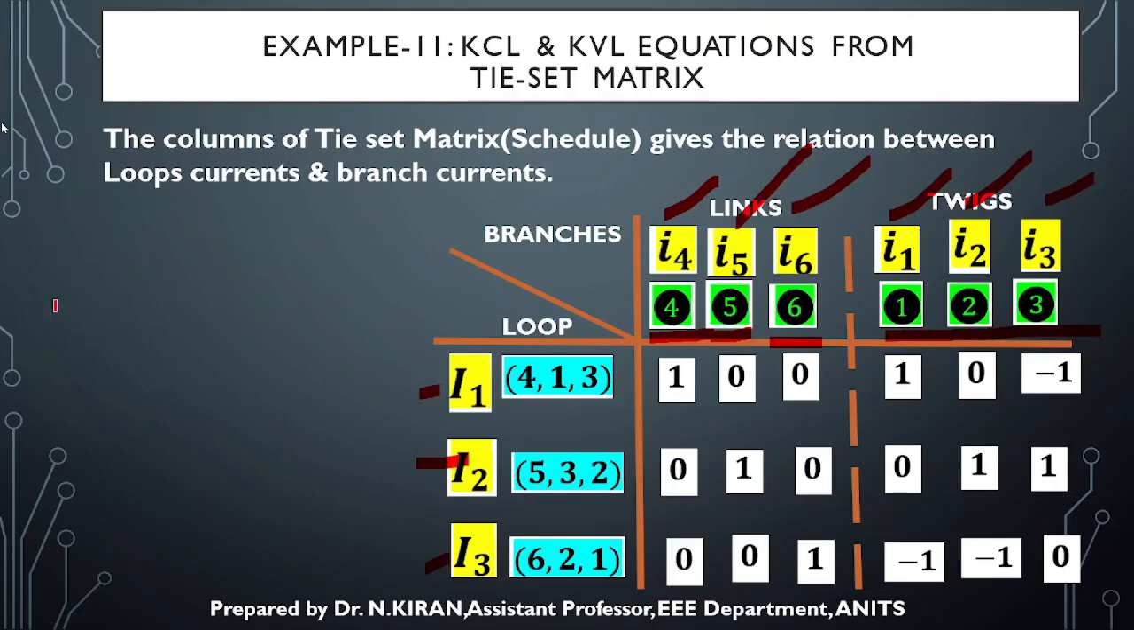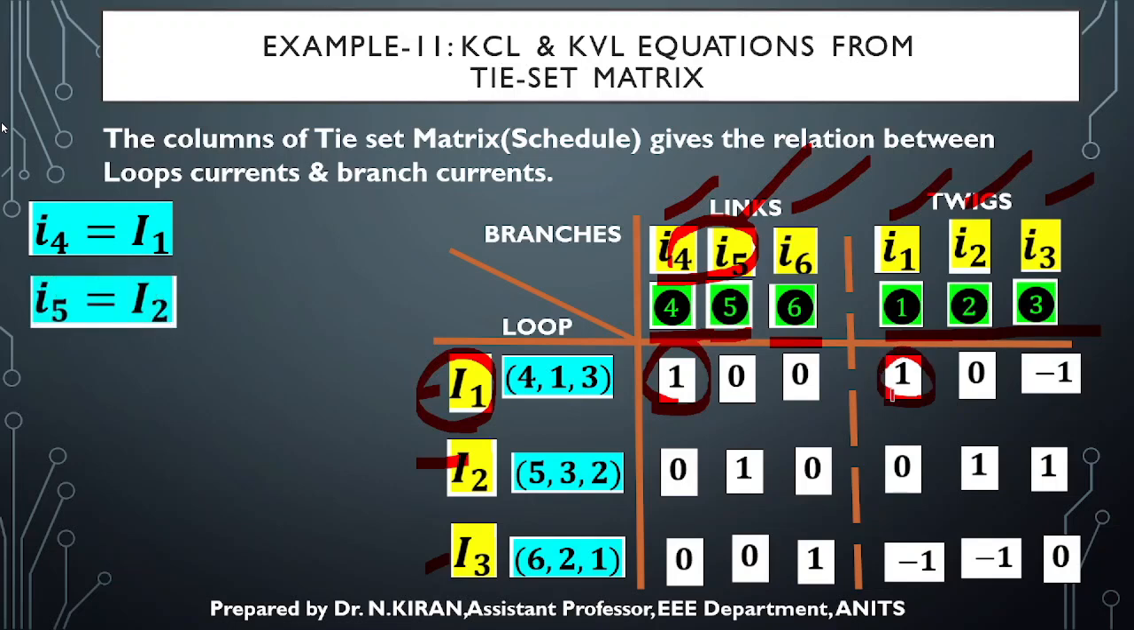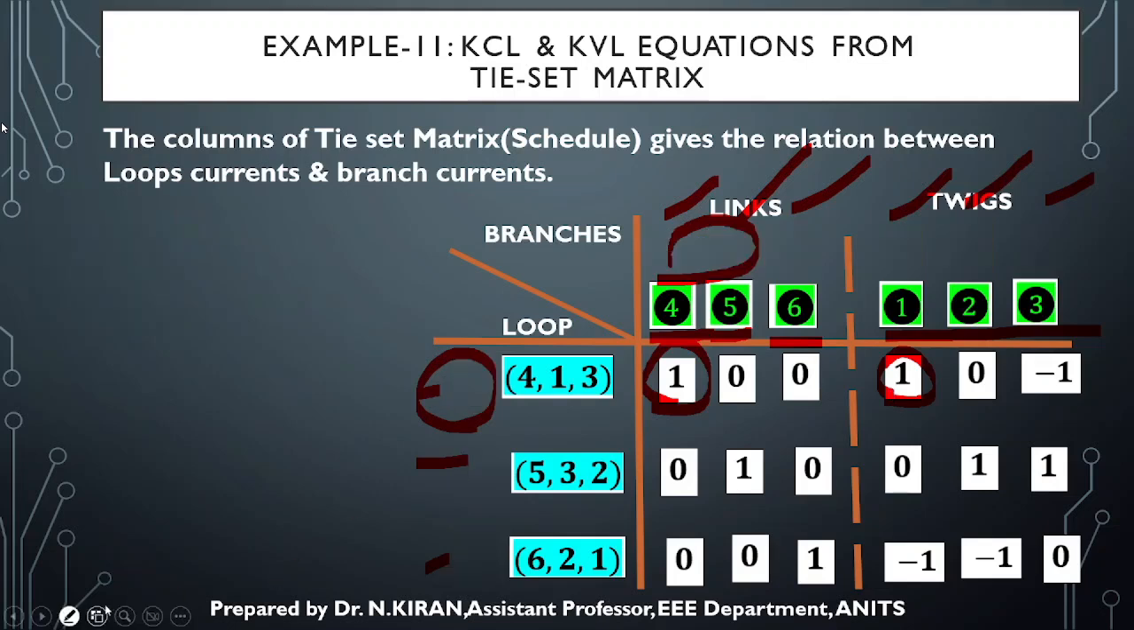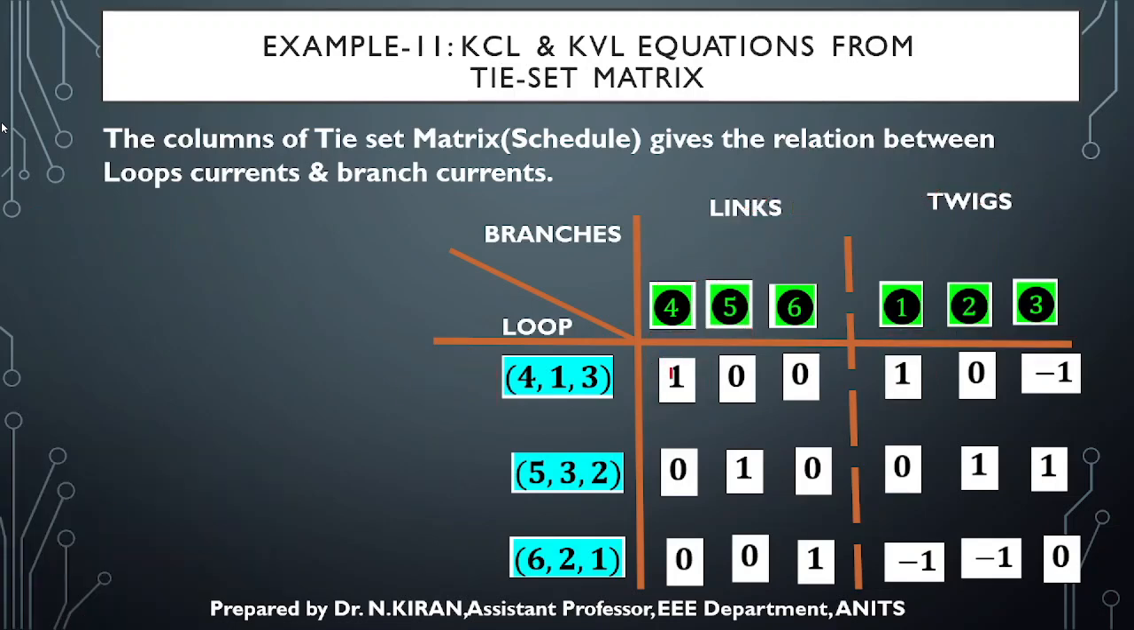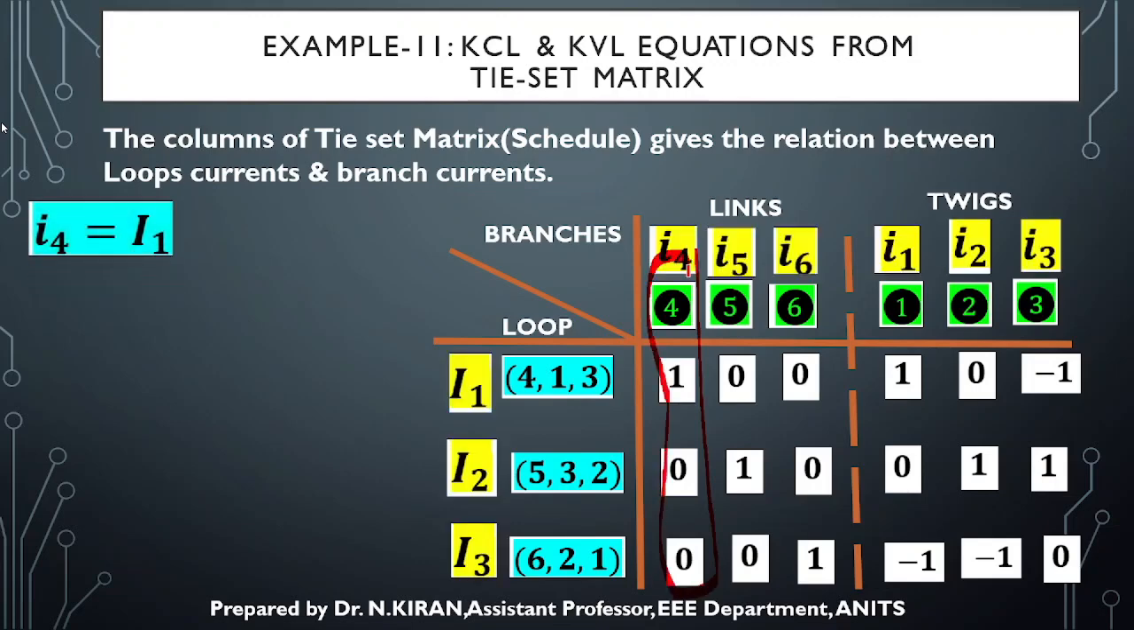Okay, now using the entries we can get the relation. Since I have 1 here, it means that I4 is equal to I1. Every column I need to consider, isn't it? I'm sorry. Let me go back. So every column, in this column I have one only, so that is I4 is equal to I1.